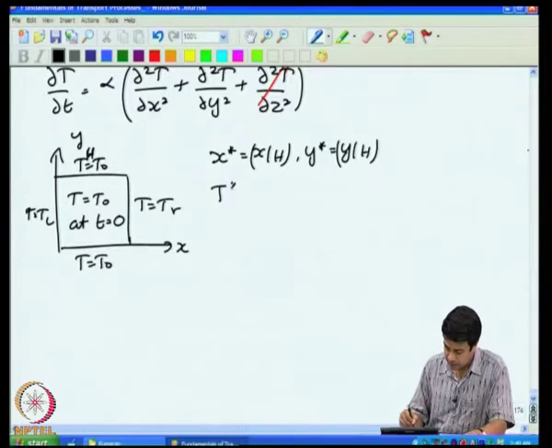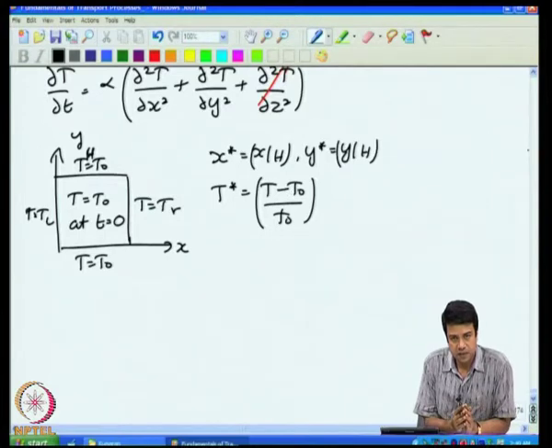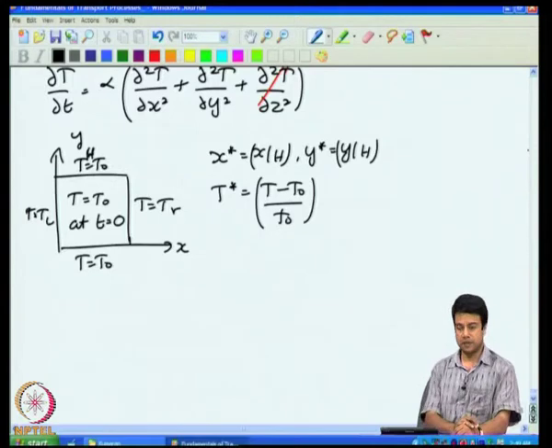The temperature, I can define a scaled temperature as T minus T naught by T naught. Why am I doing this? Previously, when we discussed separation of variables problems, I said that we have to get homogeneous boundary conditions on at least two faces. If I define T star is equal to T minus T naught by T naught, then T star becomes 0 at the bottom and the top, and therefore, I get homogeneous boundary conditions. We will see the importance of this a little later.